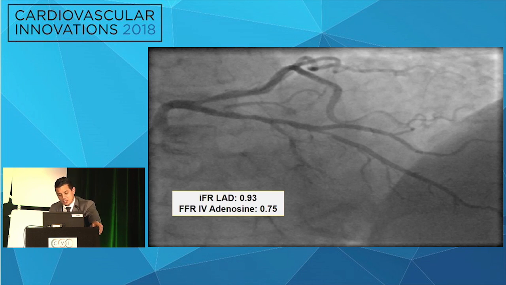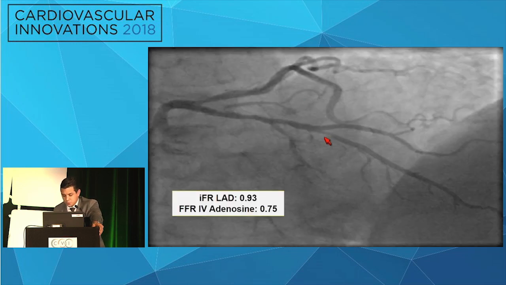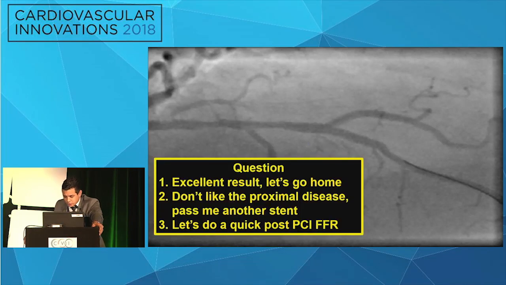So now the question is what to fix, right? So we have the discordance, iFR LAD 0.93 and the IV adenosine FFR of 0.75, and clearly this looks like the worst lesion, but there's some proximal disease. So after a pullback, the clear step up, at least with the iFR, was at this particular spot. So we went ahead, took care of that. We placed a 2.75 by 16 millimeter drug-eluting stent, had a nice result.